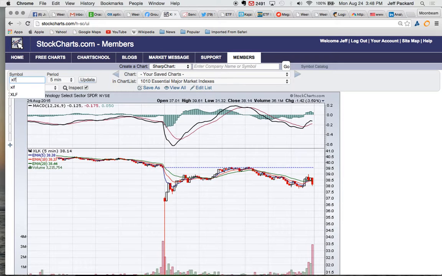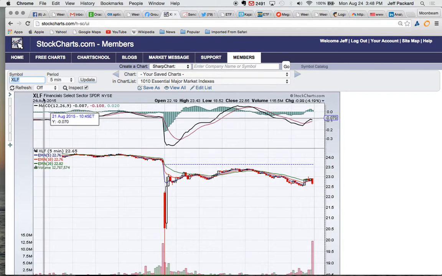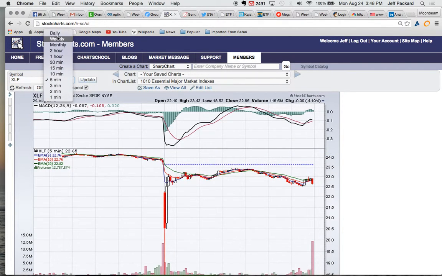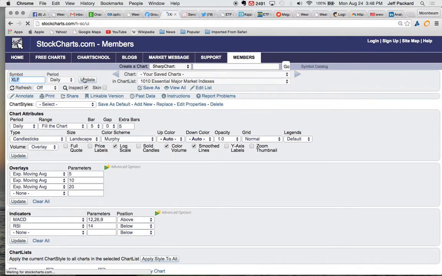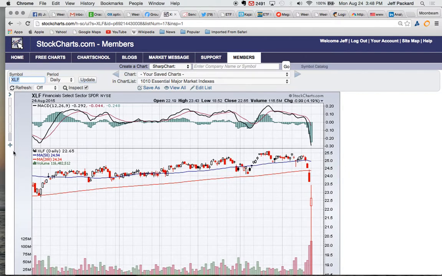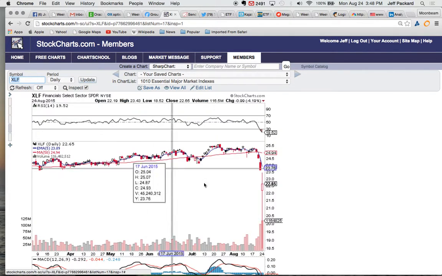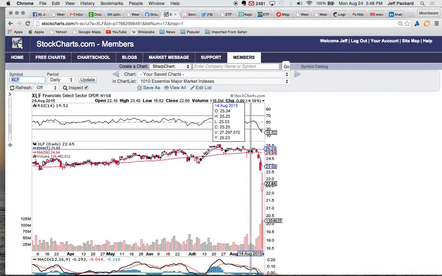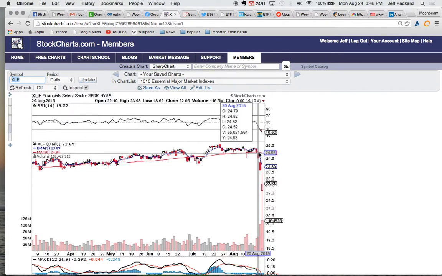Let's look at XLF. Okay, so when did I get into it? Let's look at the daily. I'll look at the 5 and the 50-day. Same, looks like the same thing. Got another crossover, the 5-day and the 50-day.